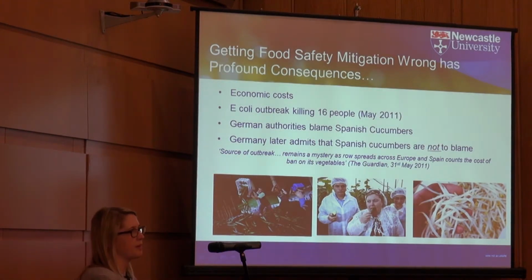So I now wanted to think a little bit about putting this into context. Why is getting food safety right important? What's the importance of this? The main importance is that getting food safety wrong has considerable consequences. It has considerable economic consequences, as this example shows. In 2011 there was a severe E. coli outbreak in Germany which killed 16 people. The German authorities blamed the Spanish cucumbers for causing this outbreak, which led to considerable loss of crops and considerable economic impact on the Spanish agricultural industry. Then Germany later admitted that it wasn't the fault of the Spanish cucumbers, it was actually the fault of bean sprouts. So it has significant economic costs.